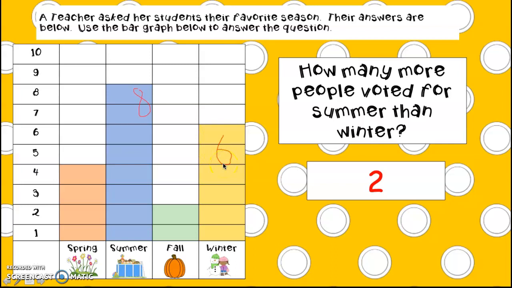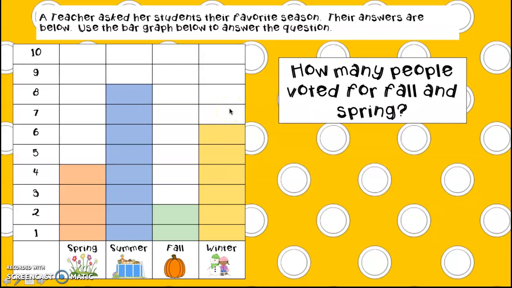A really easy trick for this, when you are doing a bar graph, when it's asking you how many more, what I like to do is just count those blank spaces. So I see that summer goes all the way up to here and winter goes all the way up to here. But then if I line them up, it would go right here, and then I count 1, 2. There's 2 blank spaces. So that's a really easy way to do that.